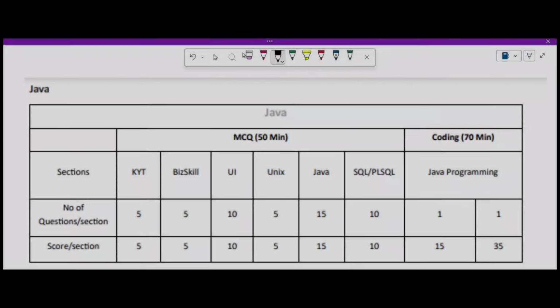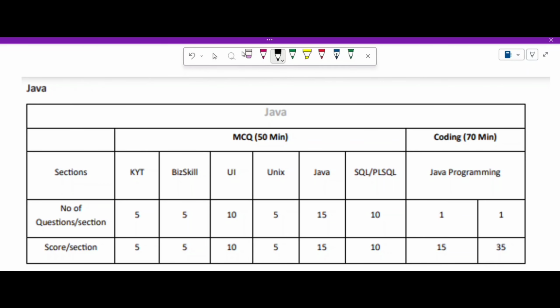So before starting Java, you have to understand what is the exam and syllabus of IPA. In IPA, there will be two sections. One is the MCQ section and another one is the coding section. The total time will be given 2 hours. For MCQ portion, you will be given 50 minutes of time, and for coding section, you will be given 70 minutes of time.